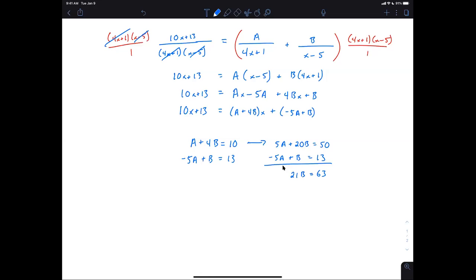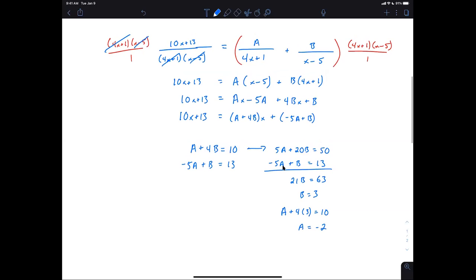And again, this is not the only way to solve this. So if you'd rather solve for A and plug it into the other one, or solve for B and plug it into the other one, you can do that. But once you get here, B is then 3 because you divide by 21. And now you go back to one of the equations. So we know that A plus 4B is 10. So A plus 4 times 3 is 10. That makes A negative 2. Does that make sense?